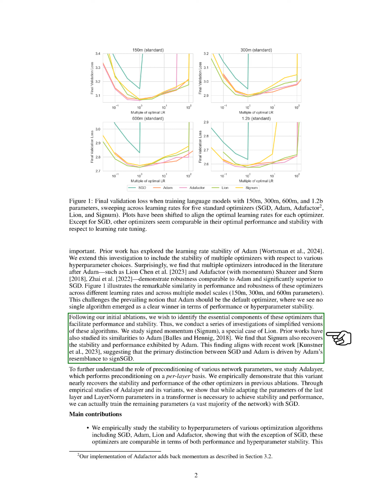Following initial tests, we aim to identify the key components of these optimizers that contribute to their performance and stability. We examined simplified versions of these algorithms, such as Signum and Adalayer, to understand their impact on stability and performance. Our empirical study revealed that optimizers like Lion, Adafactor, and ADAM, except for SGD, show comparable performance and stability across different scales and transformer architecture variants. We also found that Signum and Adalayer can recover the stability and performance exhibited by ADAM.